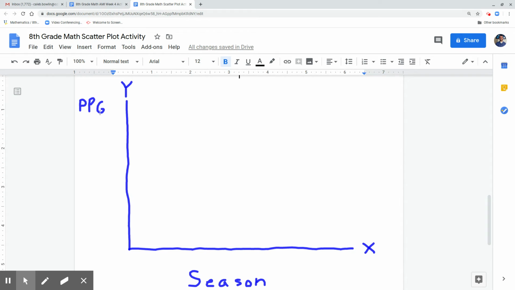So I have points per game will go on the y-axis, and season, the time-related variable, which is almost always going to be your x, is going to go down here. Now, I'm going to go ahead and put in my scales and then show you guys what those look like.